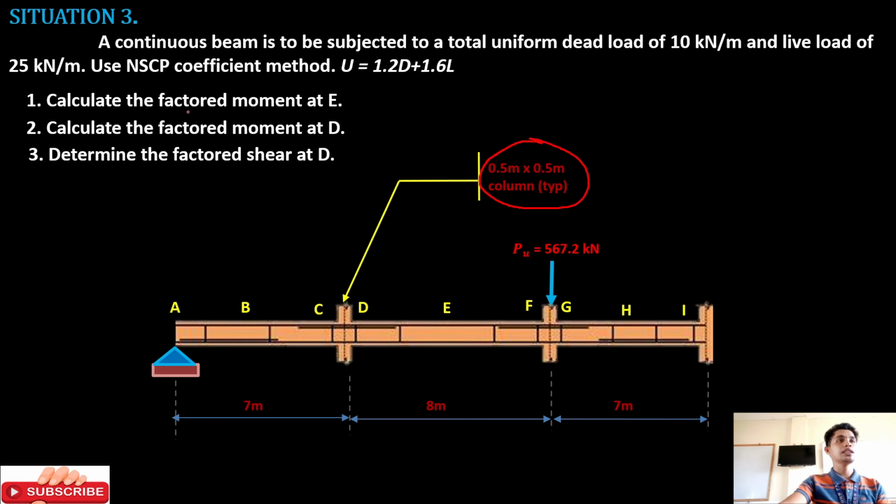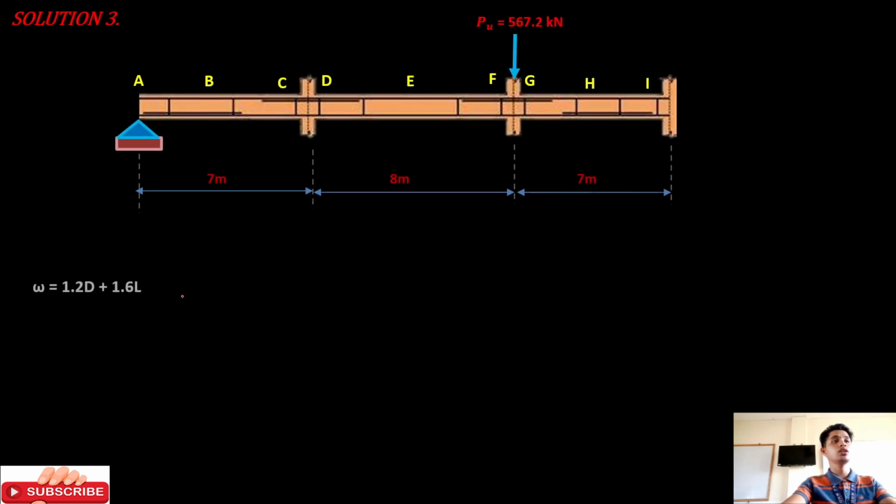Ang pinapakompute natin is factored moment at E. So, ano yun? Positive moment. So, interior span is WL squared over 16. Kumpitin muna natin yung uniform load, yung factored load, 1.2 dead load plus 1.6 live load. So, total uniform factored load natin is 52 kN per meter. Then, kumpitin na natin yung moment dito.